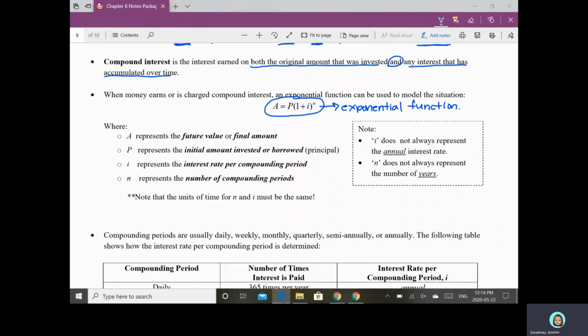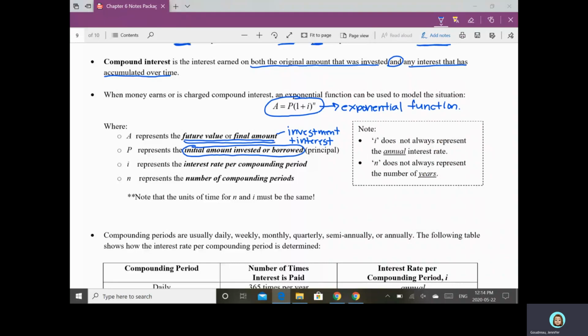A represents our future value or final amount, and let's be specific about A. A does not tell us how much interest we've earned. A is the total amount. It is the original investment plus the interest that was earned. So A is our accumulated amount, the total amount when we put together the investment and all the interest that has been added in. P represents our principal or the initial amount invested or borrowed.